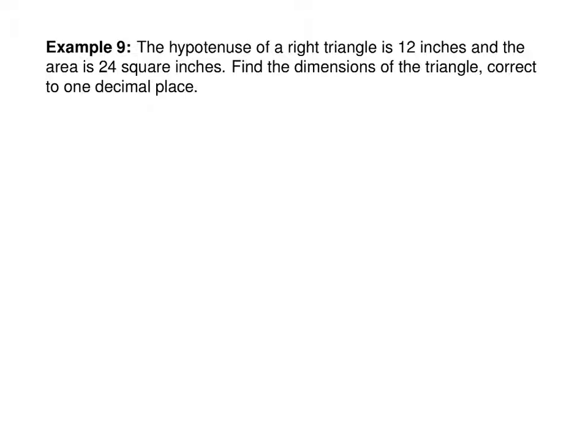It's like 20. All right, so the hypotenuse of a right triangle is 12 inches, and the area is 24 square inches. Find the dimensions of the triangle correct to 1 decimal place. So you have some triangle, you don't know if it's right, you just know you have a triangle. Maybe that's right. Oh, you do know it's right. Oh, thank goodness, that's very helpful.